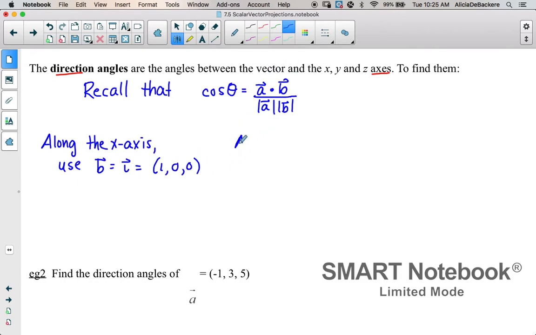And then if I was on the y-axis, I'll use the standard unit vector along there. And then of course the same for the z-axis. I'll use the k unit vector.